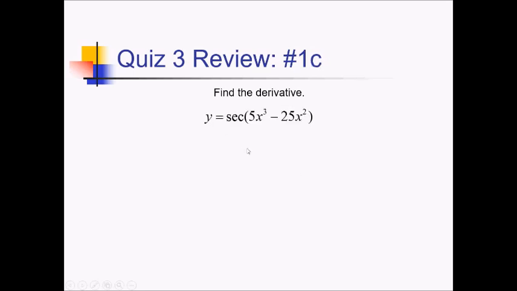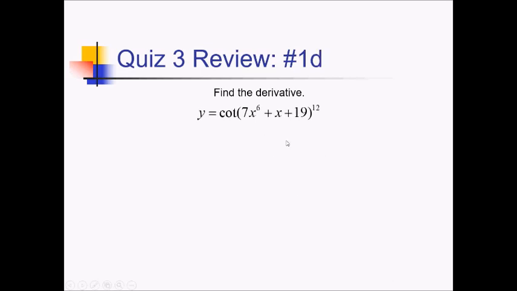To take the derivative of this expression, we're going to use the chain rule. So the outer function here is secant. The derivative of secant of something is going to be secant of something tan of something. So our outer derivative, we've got secant of all this stuff in here times tan of all this stuff in here. Now this is just one big outer derivative. We haven't even used the chain rule yet. But now using the chain rule, we take the derivative of the inner function, which is going to be 15x squared minus 50x, and we're done.